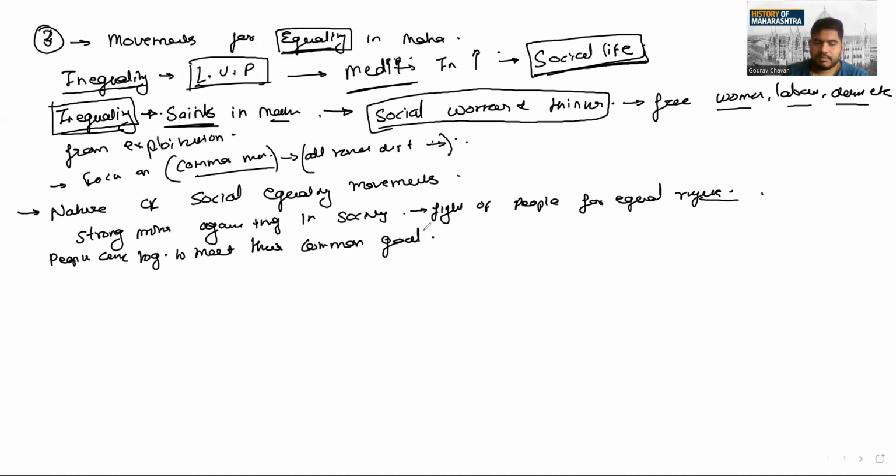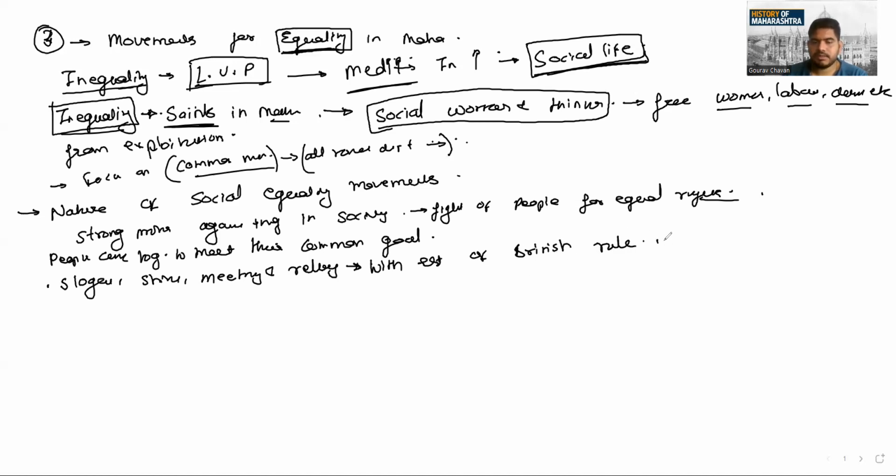Such movements start when people come together to meet their common goals. What people do in such movements is give slogans, go on strikes, hold meetings, and go for rallies. All these things have been done in India, and this all started with the establishment of British rule in India.